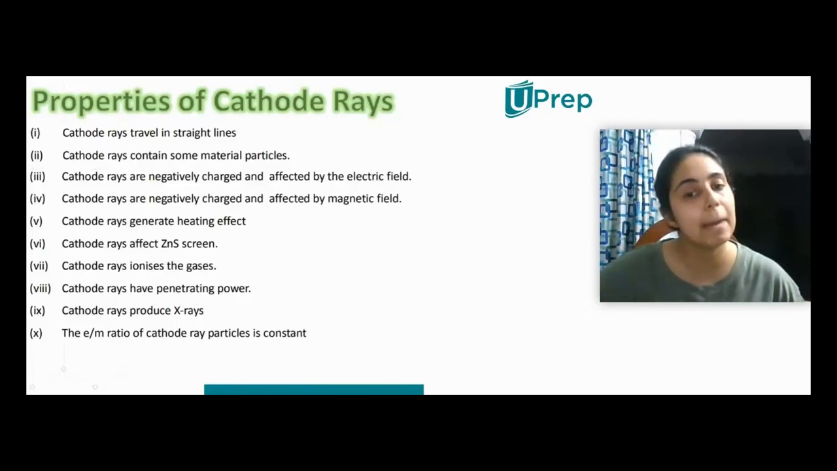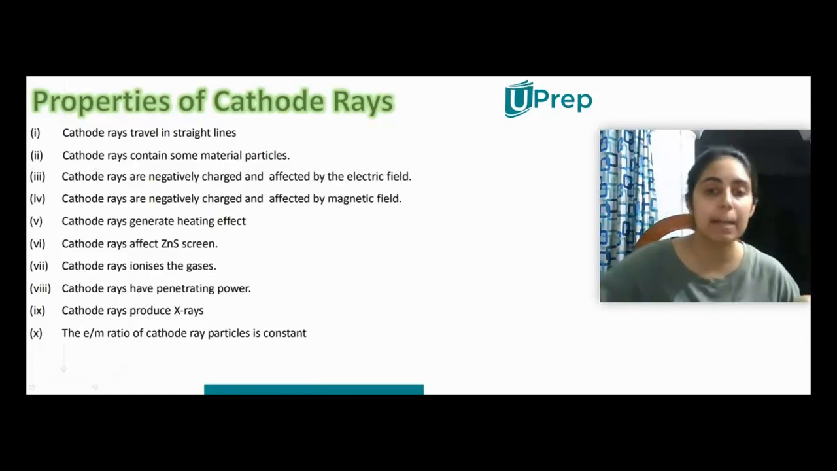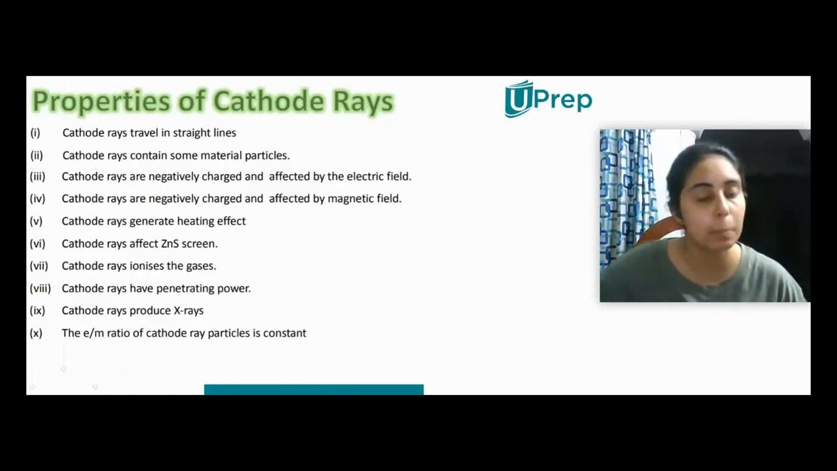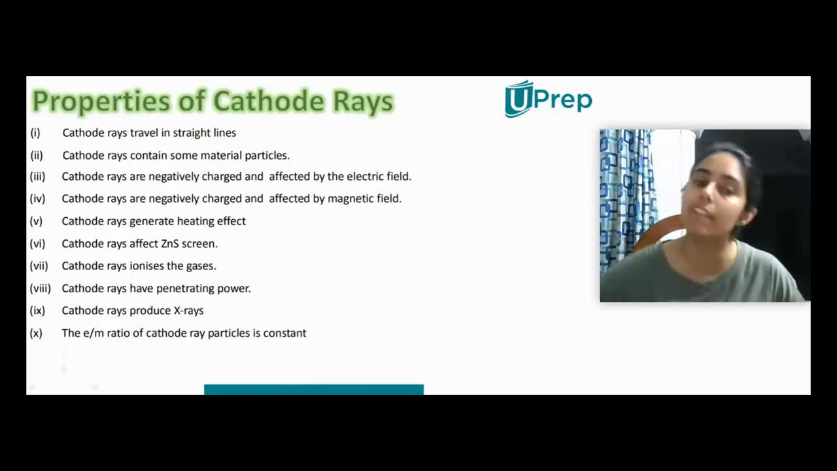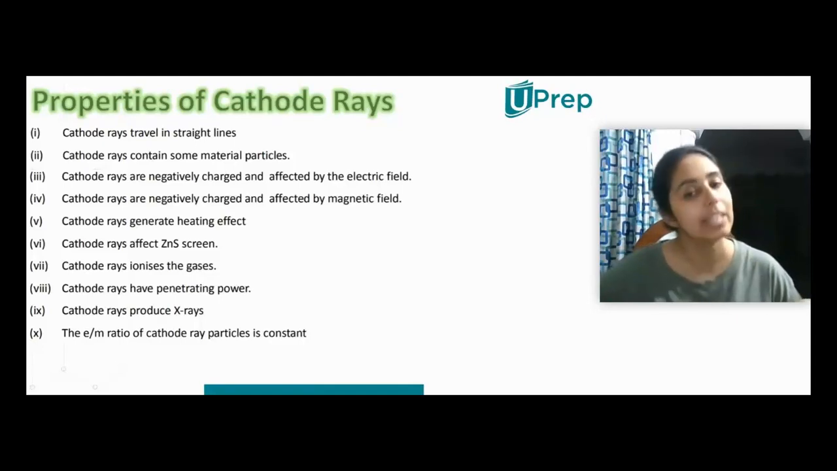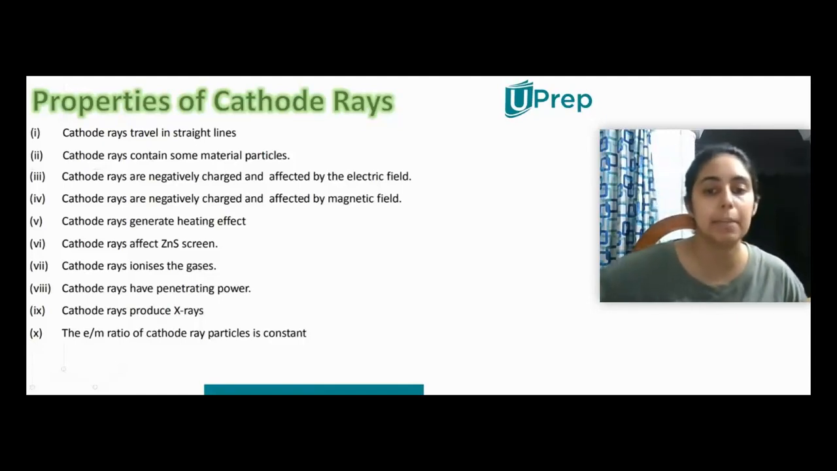So the E by M ratio of a cathode ray particle is constant. What is E by M ratio? It is charge to mass. E is the charge of an electron and M is the mass of an electron. So the E by M ratio of a cathode ray particle is always constant. It does not depend on anything else. We'll calculate what that E by M ratio is.